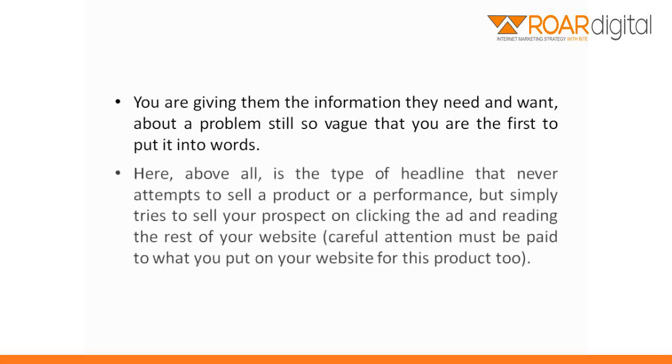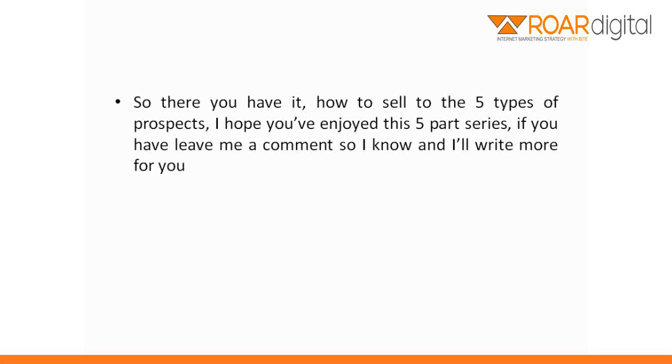Here, above all, is the type of headline that never attempts to sell a product or a performance, but simply tries to sell your prospect on clicking the ad and reading the rest of your website. Careful attention must be paid to what you put on your website for this product too. So there you have it, how to sell to the 5 types of prospect. I hope you've enjoyed this 5-part series. If you have, leave me a comment so I know and I'll create more for you.